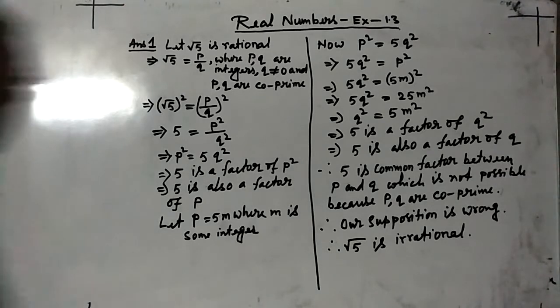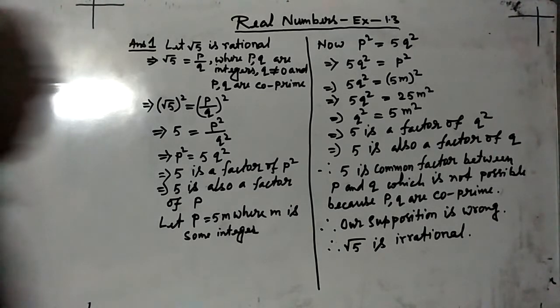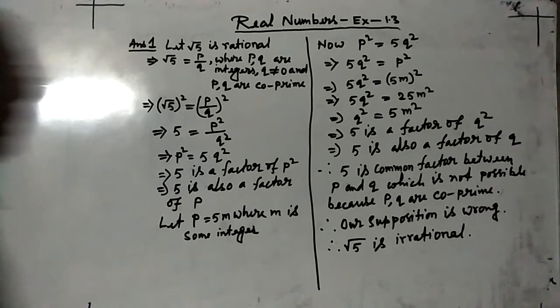Today we are going to start exercise 1.3 of real numbers, right? So already I explained real numbers are two types, rational number and irrational number. In this exercise we learn how we can prove root 2, root 3, root 5 are irrational. So here the concept, no need to explain, already I explained in video 1.